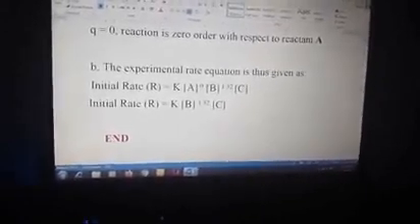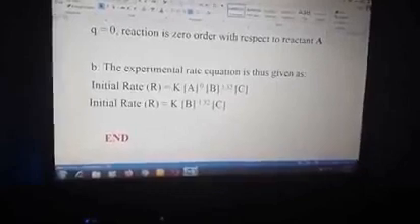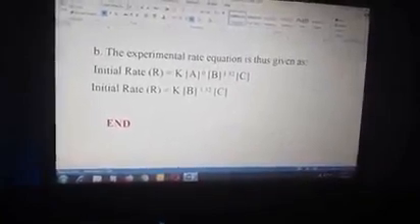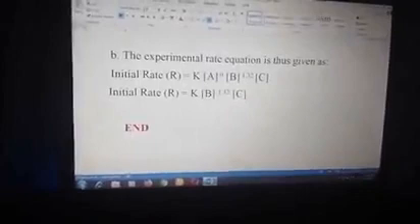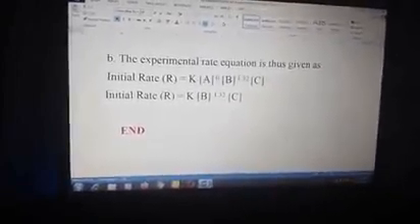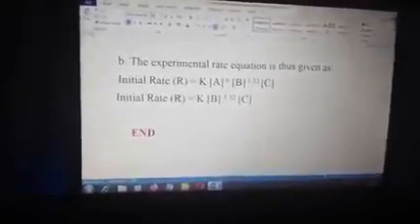Since A raised to power 0 is 1, because anything raised to power 0 means 1, the initial rate now becomes K times the concentration of B raised to power 1.32 and the concentration of C raised to power 1. So A did not appear in the final initial rate of the reaction because the order of A is 0, so A will vanish. So that brings the lecture to an end.